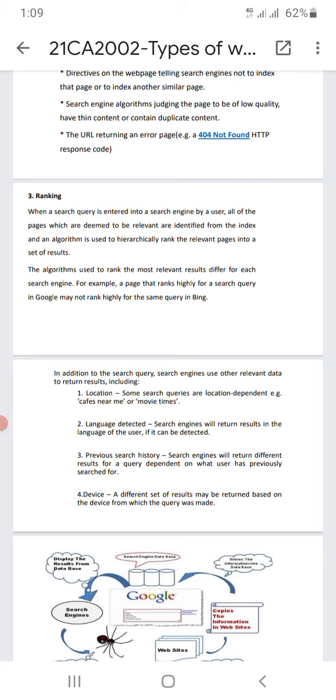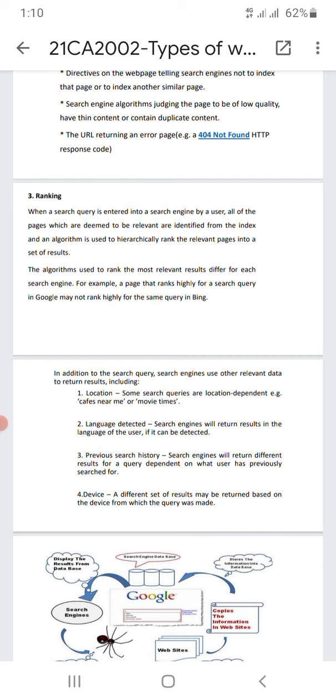In addition to the search query, the search engine uses other relevant data to return the results. Sometimes if I enter something and it is not able to give the result, it uses more information to give the result. These include location, language, previous search history and type. These are some of the data used by the search engine to display the exact web pages.